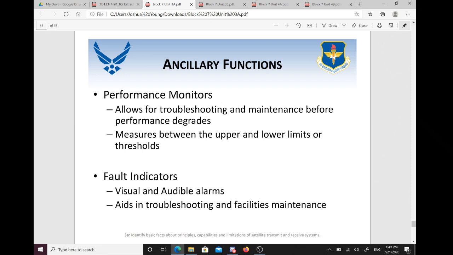But these things are important because, as it says in the slide, it aids in troubleshooting, and that's supposed to be facilitates, not facilities. That's a funny typo, facilities. But this aids in troubleshooting and facilitates maintenance. So it lets us know if something's broken or if we need to fix it, something to that effect.